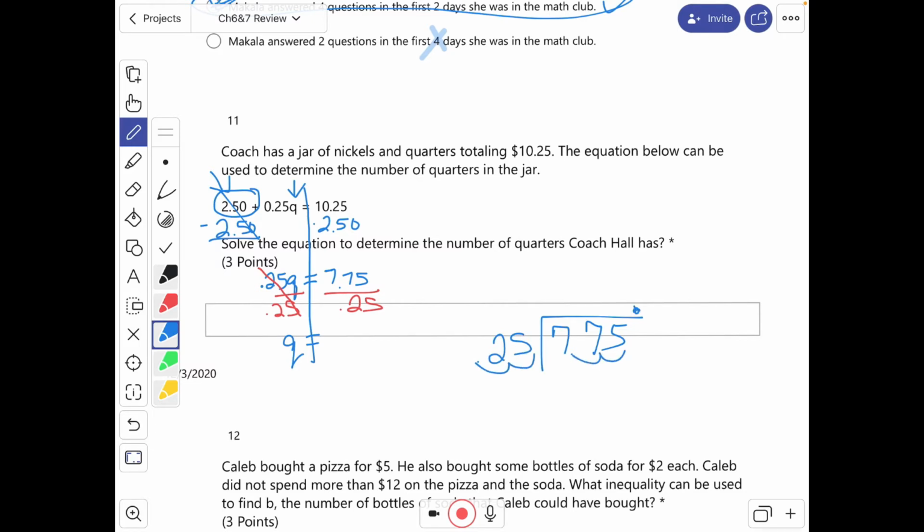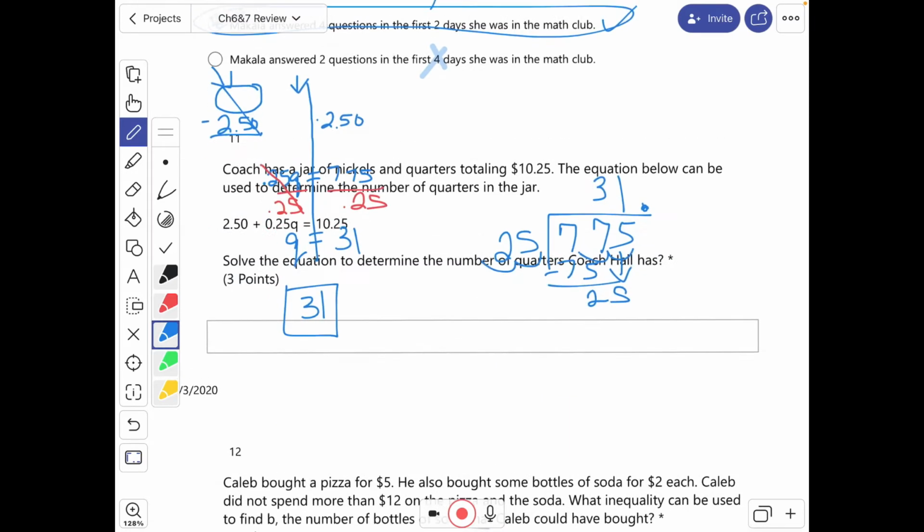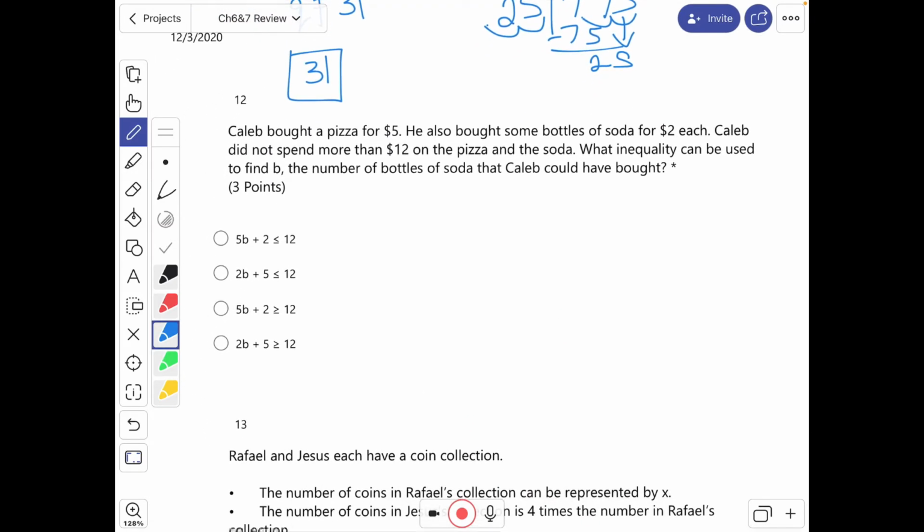Got to move the decimal over. 25 cents goes into 77 3 times. And then 25 goes into 25 once. So Q is 31. And when you put your answer in, you can just put 31. But he has 31 quarters.